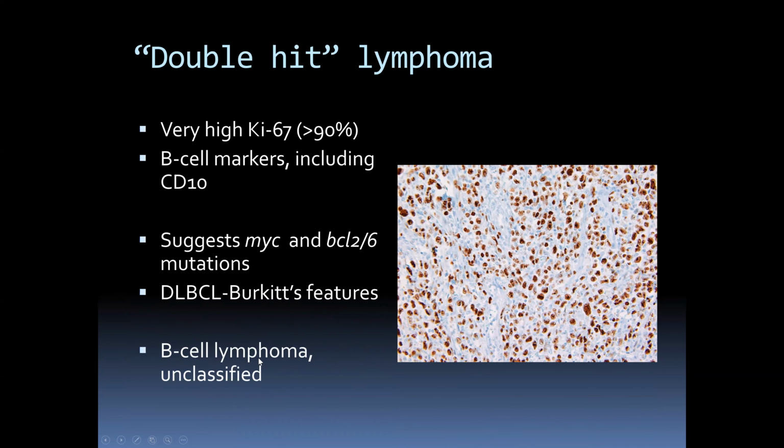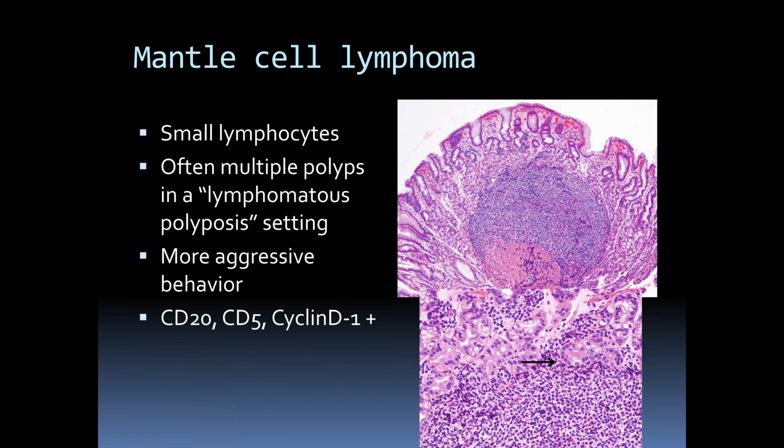Mantle cell lymphoma, another low-grade B-cell lymphoma, can also occur in the stomach and may be more commonly seen in the setting of this polypoid appearance. So if you're seeing lots of lymphoid aggregates in the stomach, that may actually be a manifestation of mantle cell lymphoma. These tend to be slightly more aggressive certainly than the MALTomas, and would of course be positive for CD5 and cyclin D1 as characteristic markers for that neoplasm.